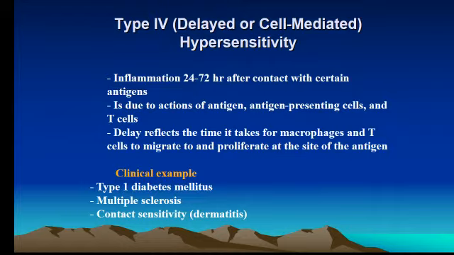In these clinical examples, we have type 1 diabetes mellitus, multiple sclerosis, and contact sensitivity dermatitis. The first one, type 1 diabetes mellitus, is actually a delayed type 4 hypersensitivity reaction. Multiple sclerosis could also be related to type 4 hypersensitivity. Then we have contact sensitivity dermatitis, also a delayed reaction. Moving on to the next slide.